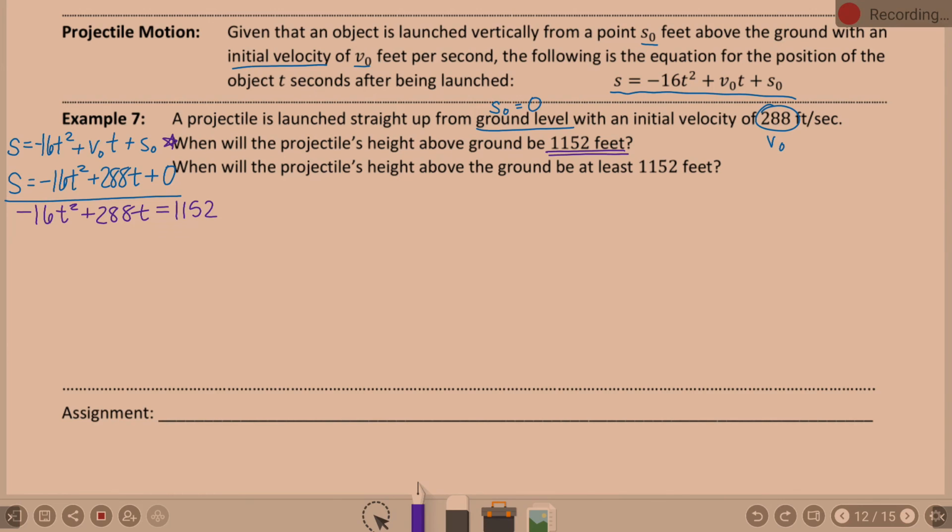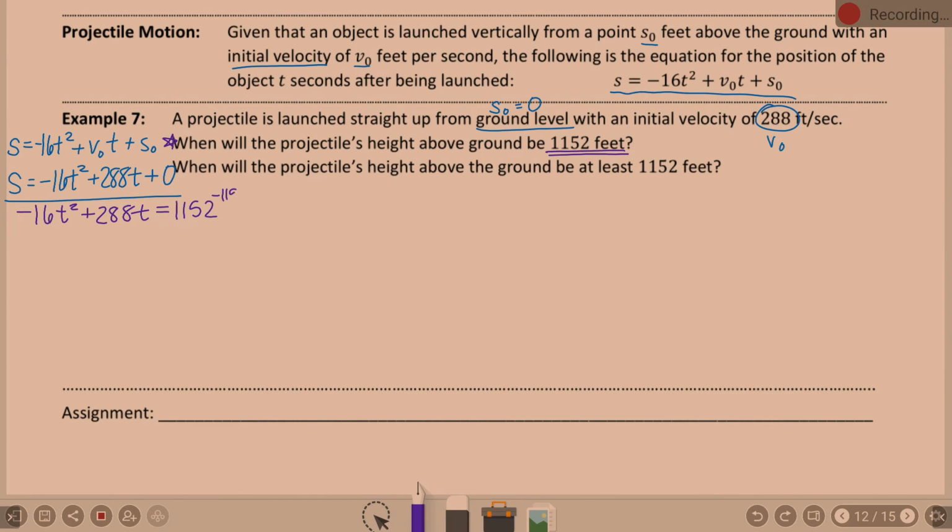Actually, we can do this one without the calculator now that I think about it. Okay, now, what do we need to do now? Subtract that over and then factor. Okay, so let's make our equation equal to 0, so we can factor it, graph it, something. So I'm going to subtract the 1,152 over.